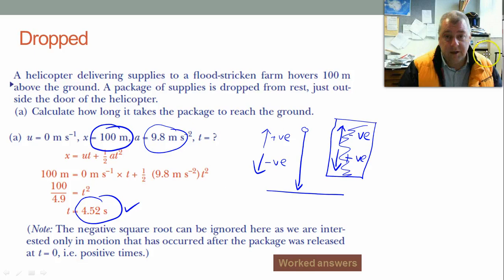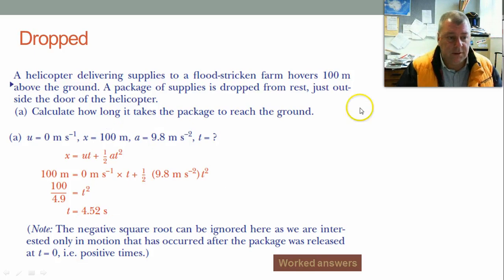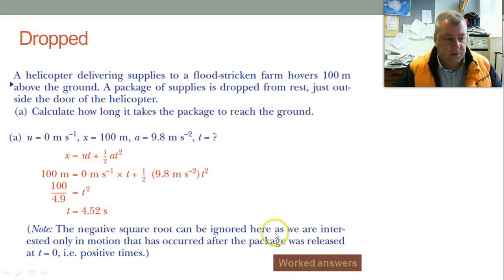So I'll get rid of that writing. You can pause and have a look at what they've done here, and then we'll move on. They've also said the negative square root can be ignored here, as we are interested only in motion that has occurred after the parcel was released. Because when we take a square root of something, the answer could be positive or negative, plus and minus. You were taught that in maths, weren't you? And that's why we ignore the negative.